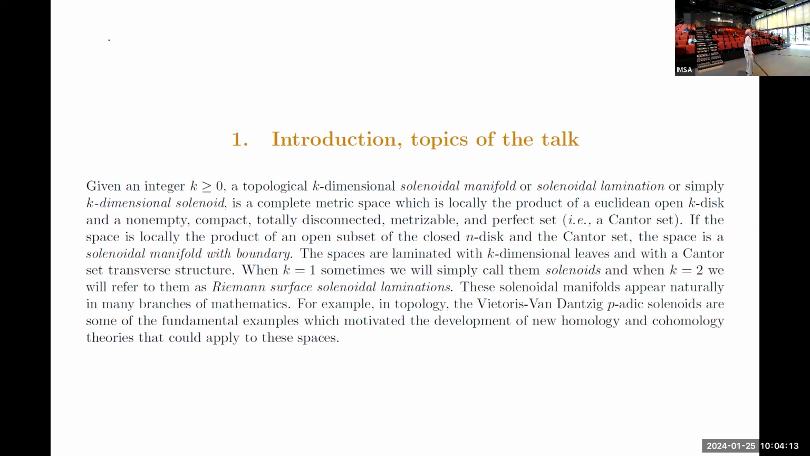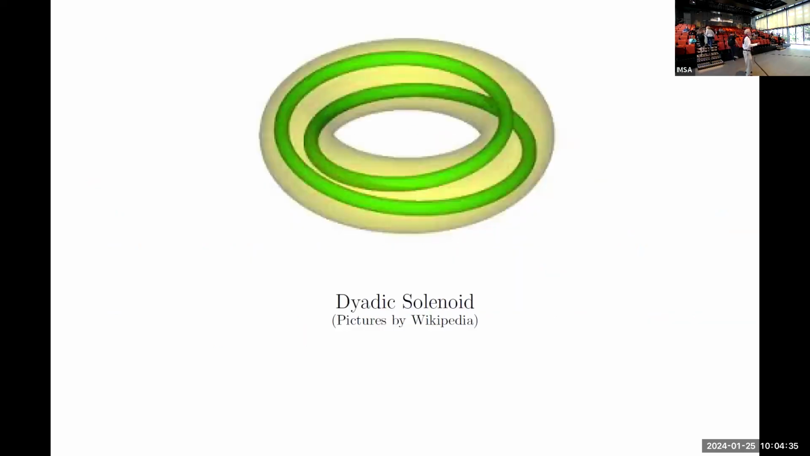When k equals 1, sometimes they are called solenoids, that's the original name, and they originate in topology from the work of Vietoris and van Dantzig, independently, on the periodic solenoids, which are fundamental examples in topology and examples of many ideas. So we will see this space.